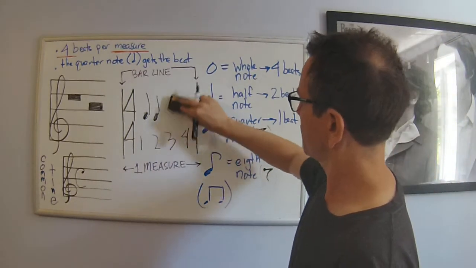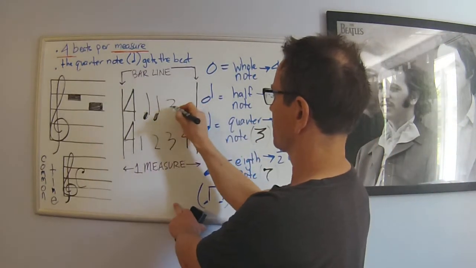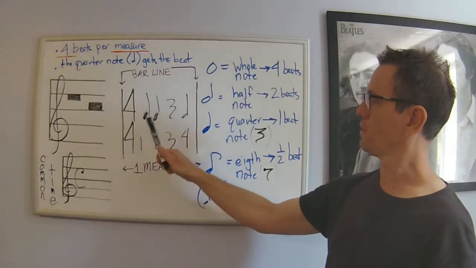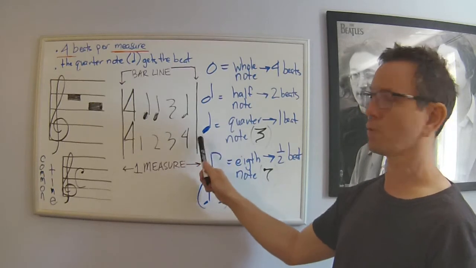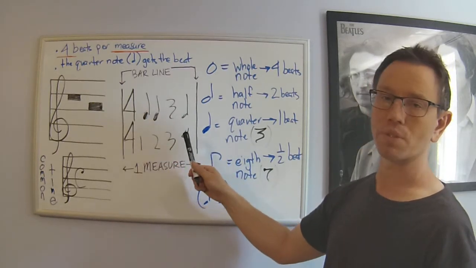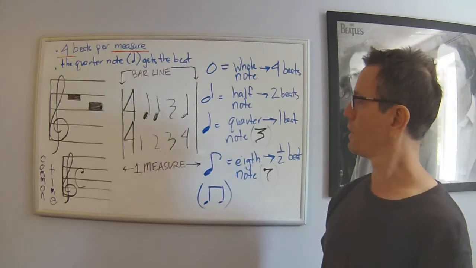You could have a rest in there, and then another quarter note. So it would be 1, 2, rest, 4. 1, 2, 3, 4. So I would rest on beat 3.